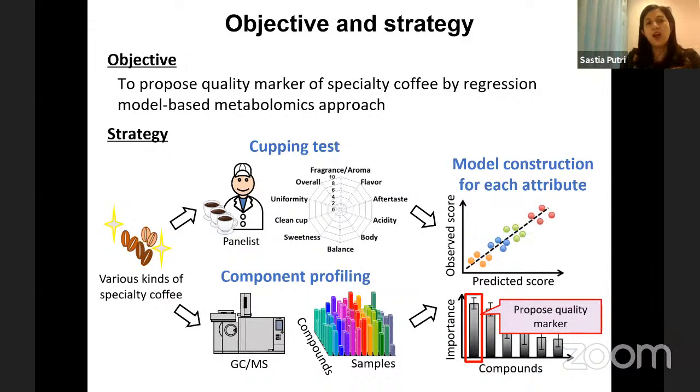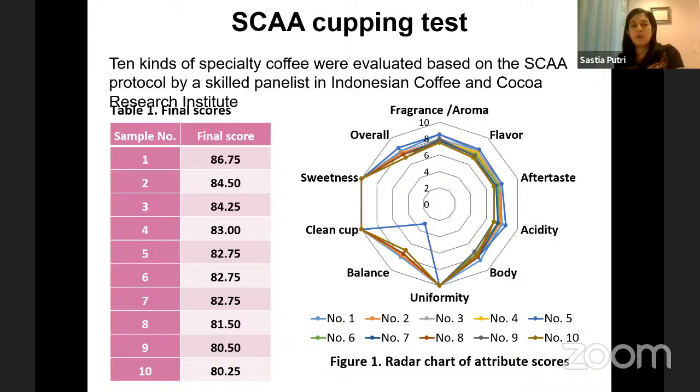So we collected various kinds of specialty coffee. Actually, we received 120 samples from the Specialty Coffee Association of Indonesia. At that time, ICCRI was the host for organizing the national coffee competition for specialty coffee. They gave us many samples, and we selected 40 among the samples. But we first selected 10, having a representative from 1 to 10.